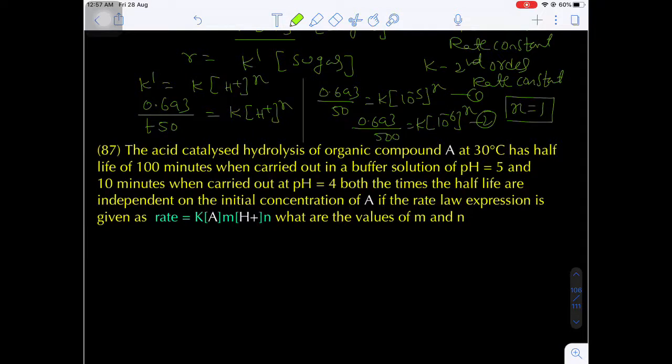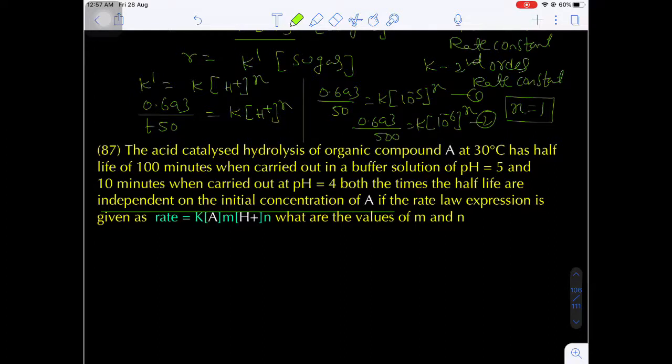Now here the next question is there. The acid catalyzed hydrolysis of organic compound capital A at 30 degrees Celsius has a half-life of 100 minutes when it is carried out in a buffer solution of pH 5, and 10 minutes when it is carried out in a buffer solution of pH 4. In both the cases, half-life is independent of the initial concentration of the reactant. Again, this corresponds to first order kinetics with respect to capital A.